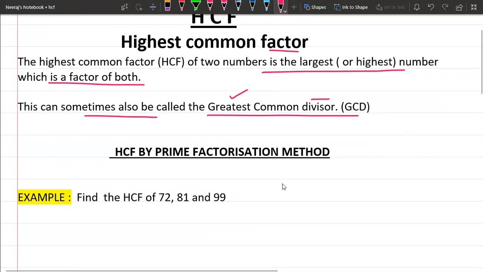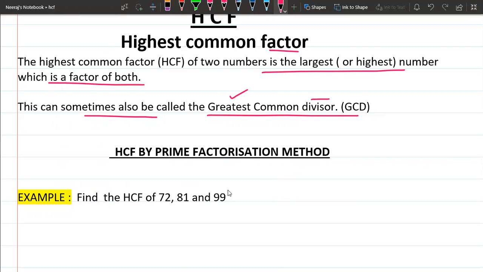Now we will learn the first method to find the HCF. And which is that method? This is the prime factorization method. From the word we can understand it. Prime means we need to use prime numbers to factorize the given problem.